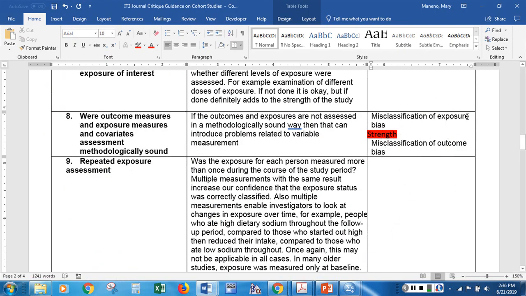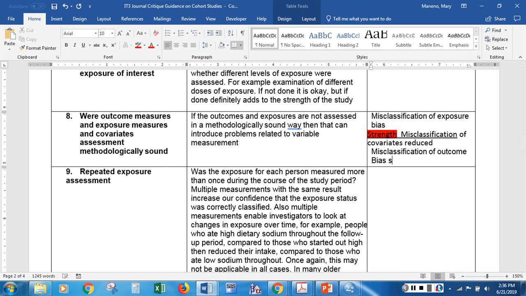This is specifically a strength for misclassification of covariates, which is reduced. So that's a strength. But you look at exposure, outcome, as well as covariates. In our case, we looked at the covariates that were assessed as well as the outcome. And so the outcome is also a strength because it was assessed using records.